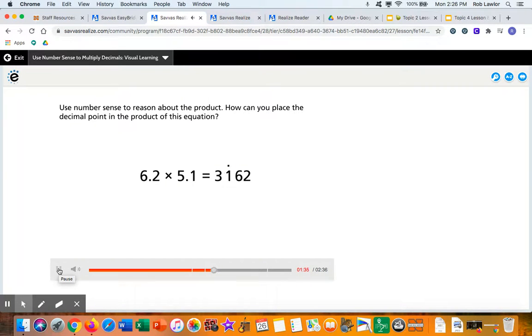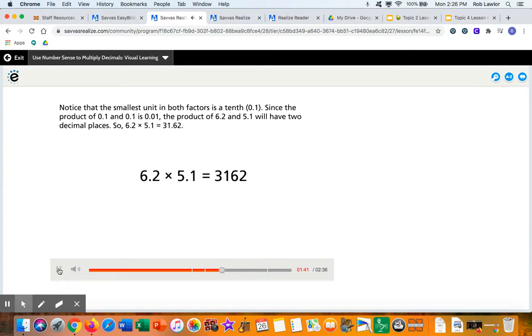How can you place the decimal point in the product of this equation? Notice that the smallest unit in both factors is a tenth, 1/10. Since the product of 1/10 and 1/10 is 1/100th, the product of 6 and 2 tenths and 5 and 1/10 will have 2 decimal places. So 6 and 2 tenths times 5 and 1/10 is equal to 31 and 62 hundredths.